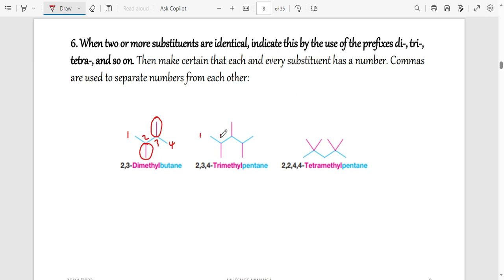For this one, 1, 2, 3, 4, 5. Position number 2, we have a methyl. Position number 3, we have a methyl. Position number 4, a methyl. So this is 2, 3, 4 trimethyl. For this other one, 1, 2, 3, 4, 5. Position number 2, I've got 2 methyls, so we'll mention it twice: 2, 2. Position number 4, I've got 2 methyls: 4, 4. And then, because there are 4 methyls, tetramethyl. The chain has 5 carbons, pentane. Okay.